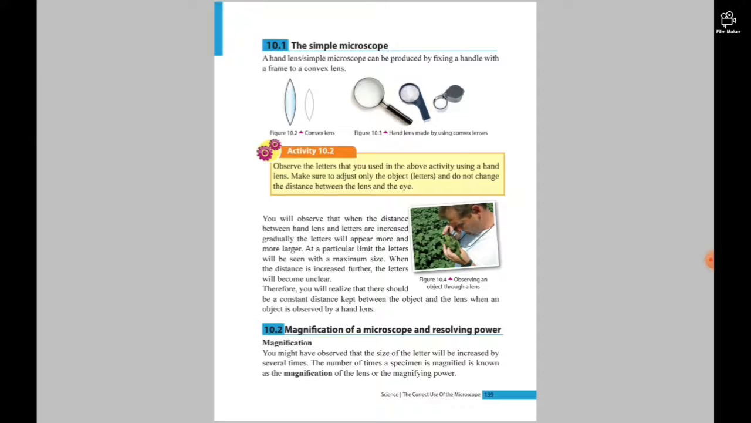Remember that. Then a hand lens made by using many convex lenses. In my house I have the first one also. So then observe the letters that you used in the above activity using a hand lens. Make sure to adjust only the object and do not change the distance between the lens and the eye. That means, observe the letters that you used in the above activity 10.1.